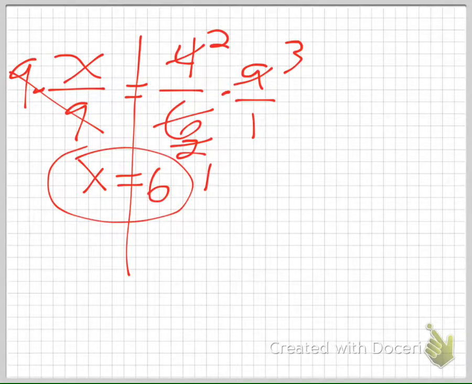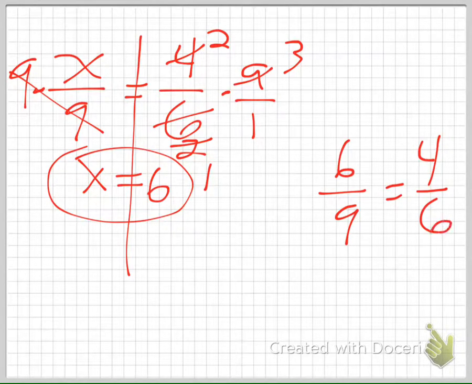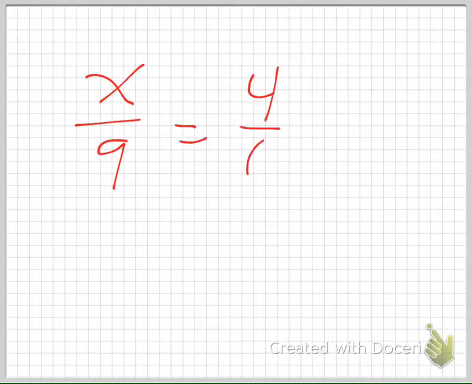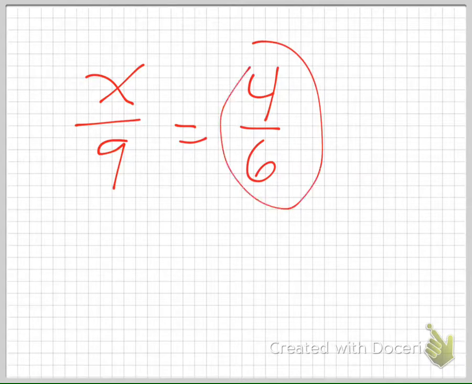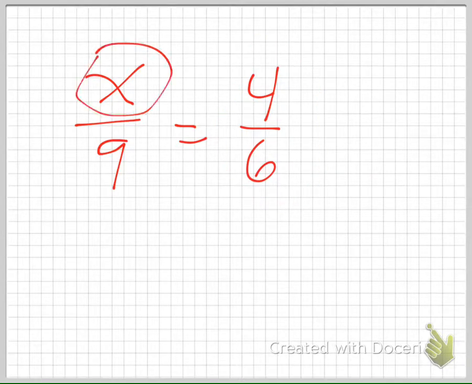How is that equal? If x is 6, is 6 over 9 equal to 4 over 6? Of course it is. x over 9 equals 4 over 6. This reduces to 2/3, agreed? Okay, so what over 9 would make it 2/3? 6. Okay, try one then.